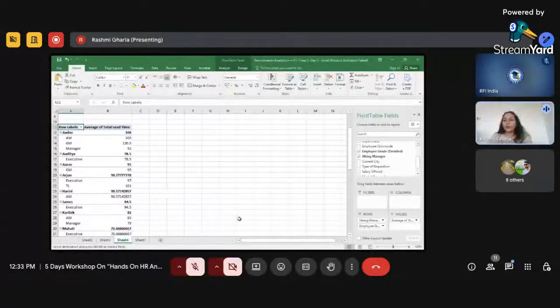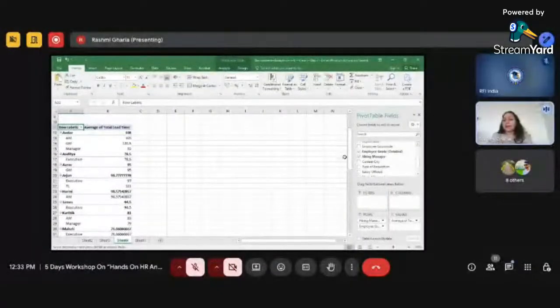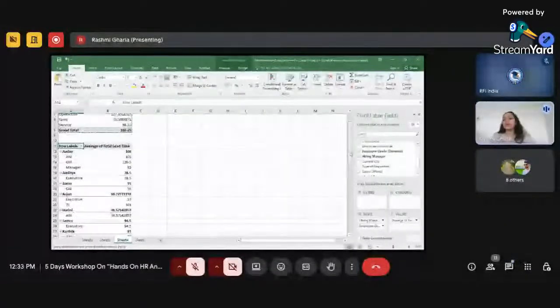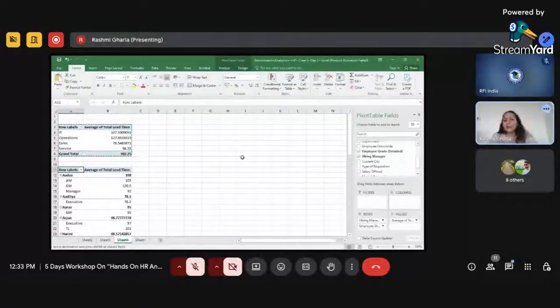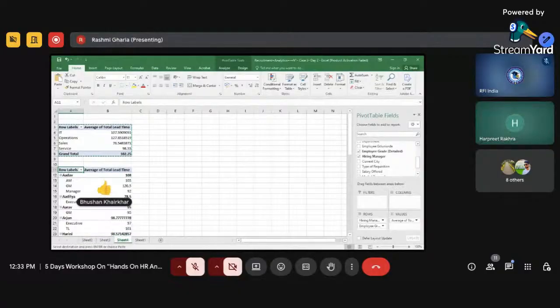So I hope you got it. How we can get the insights, and being a recruitment manager, how it will help you to reduce the lead time or to take various important decisions related to the recruitment process. Clear? Yes, ma'am. Okay, I hope it is helpful.